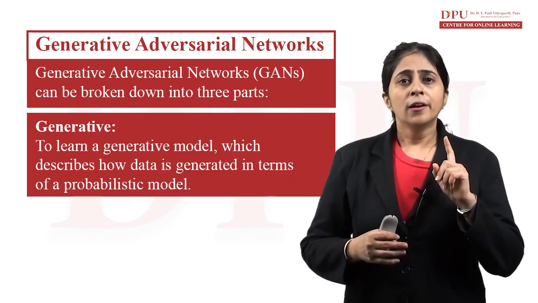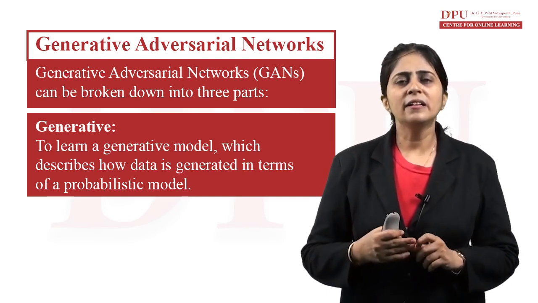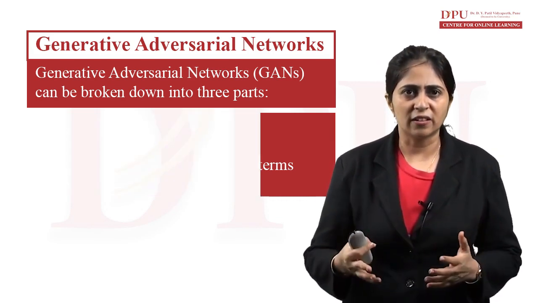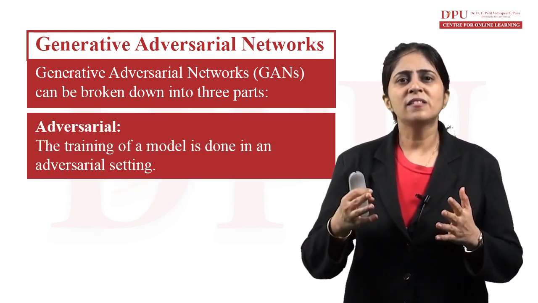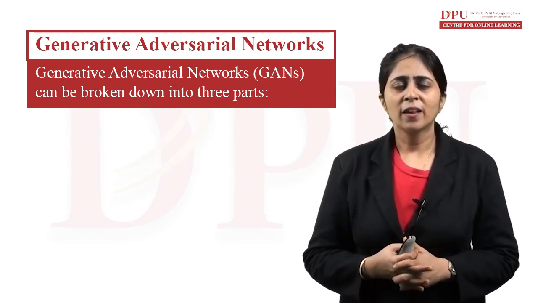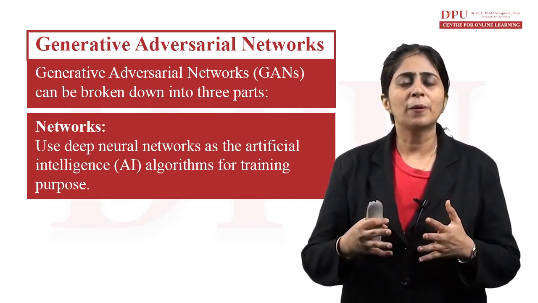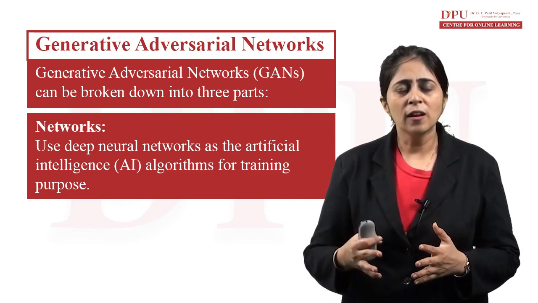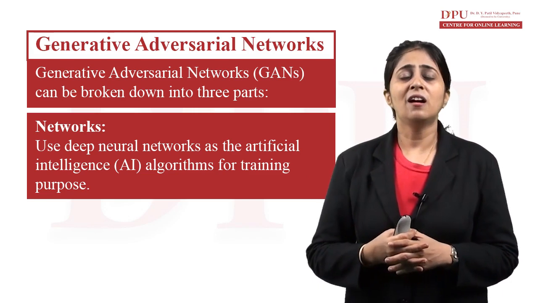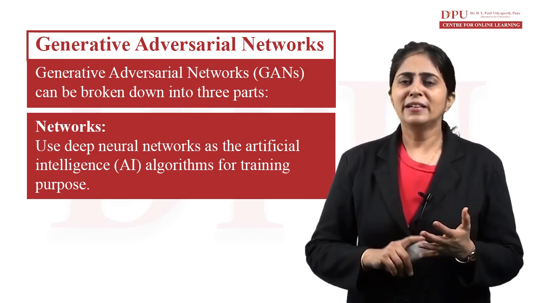Generative adversarial network can be broken into three parts. Generative: to learn a generative model which describes how the data is generated in terms of a probabilistic model, meaning how the data will be generated. Then we have adversarial, meaning the training of the network is being done in an adversarial form. Then we have network. Obviously, we are using two different networks for the generation of the output. So that is why the name given to this is generative adversarial network.